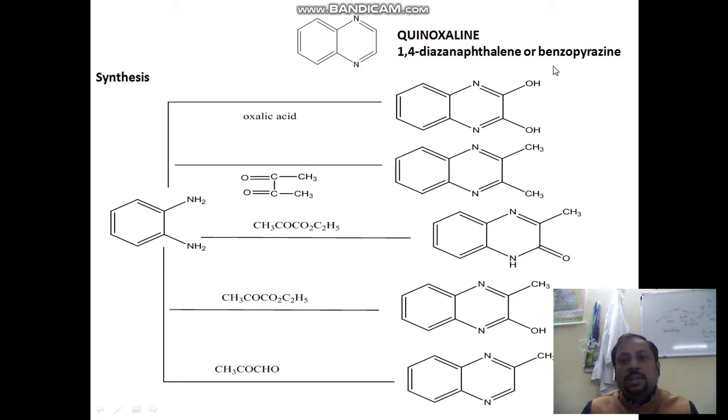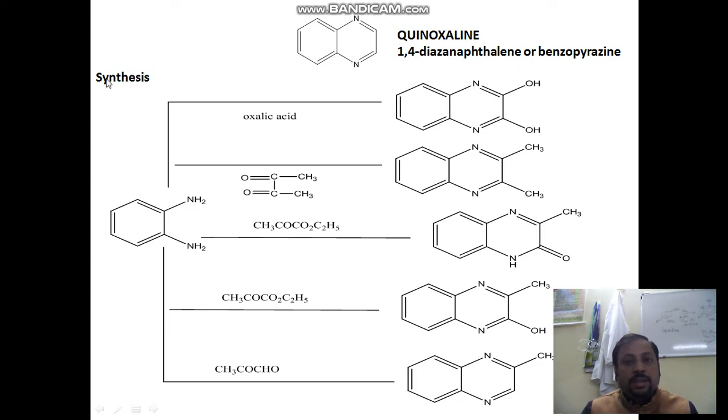This is also known as benzopyrazine. This is the benzene structure here, and this is the pyrazine. So they are fused, also called benzopyrazine. You should know both the common name as well as the IUPAC name. They may come in exams, so you have to remember all these types of names.